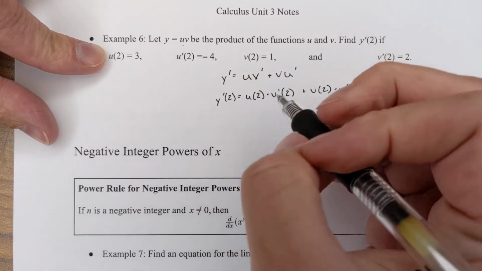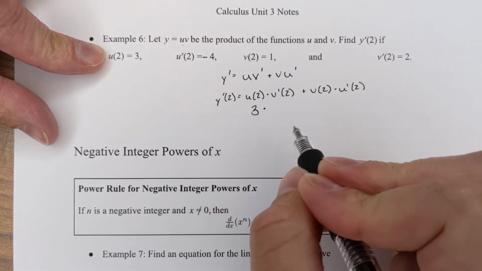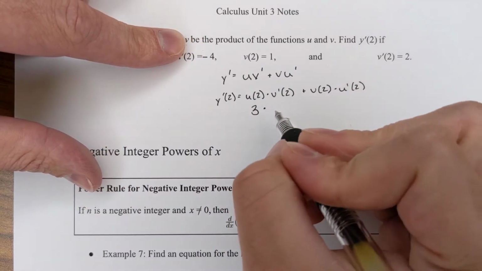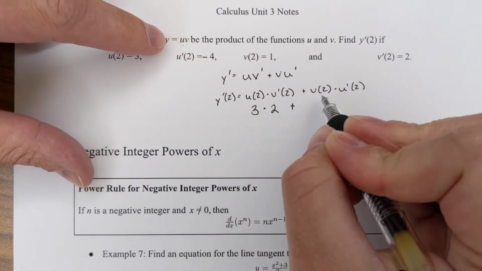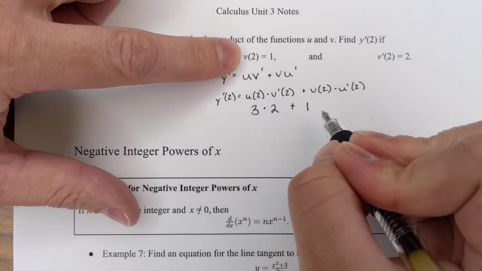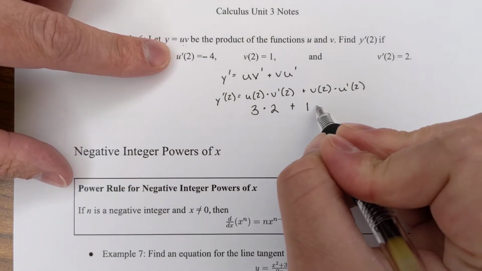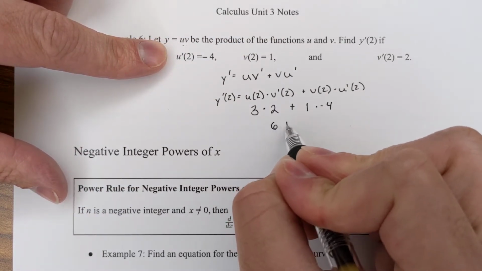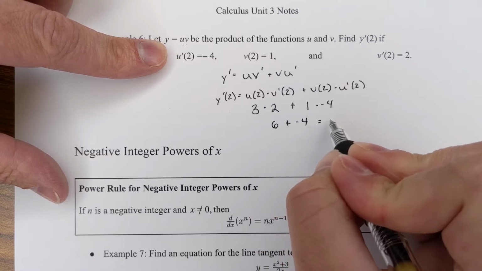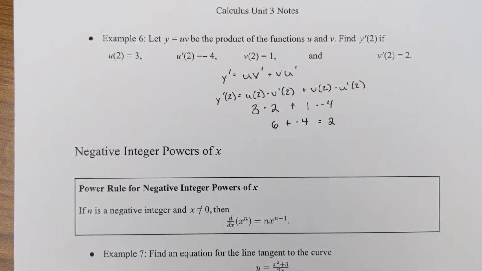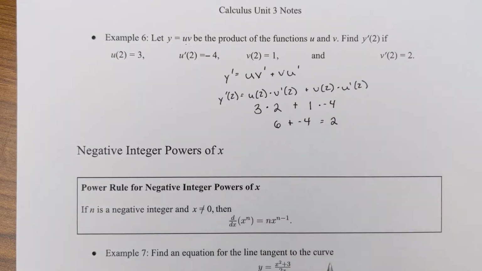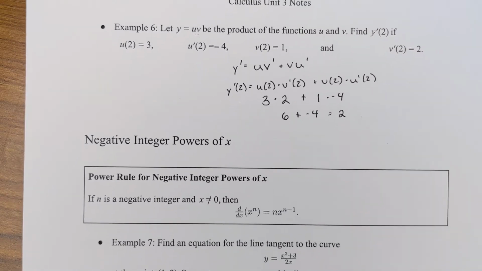So u prime of 2 is 3, v prime of 2 is 2, v of 2 is 1, and u prime of 2 is negative 4. So this is 6 plus negative 4, which is 2. The fact that that's 2 and that 2 is just a coincidence. It doesn't actually always work that way.